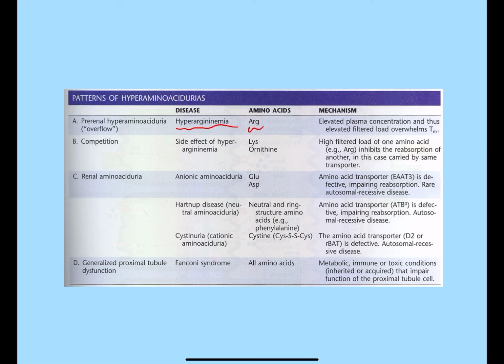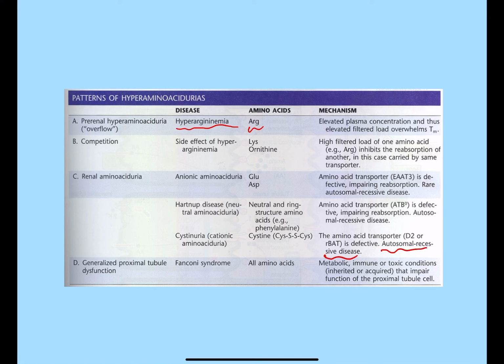Ornithine one is not that important, so we can look at this. Renal aminoaciduria is a fact. All these things that we see here, anionic aminoaciduria, Hartnup disease is very important, very commonly talked about, asked about stuff. And then this cationic aminoaciduria for the cysteine, these are all autosomal recessive issues, right? What happens is that this amino acid transporter is defective and it impairs the reabsorption, so these people are constantly losing these relevant amino acids into the urine.